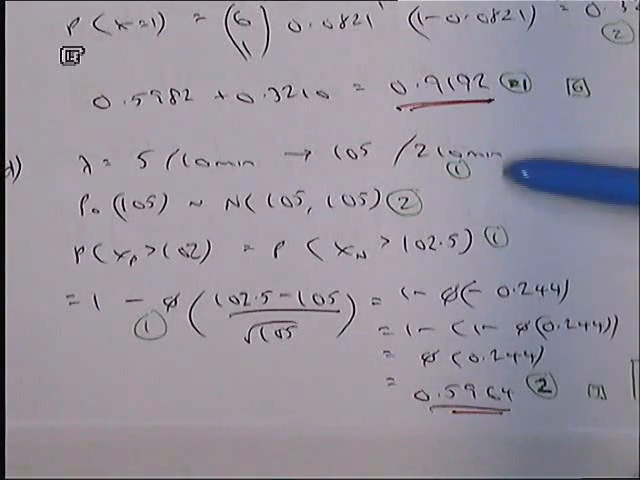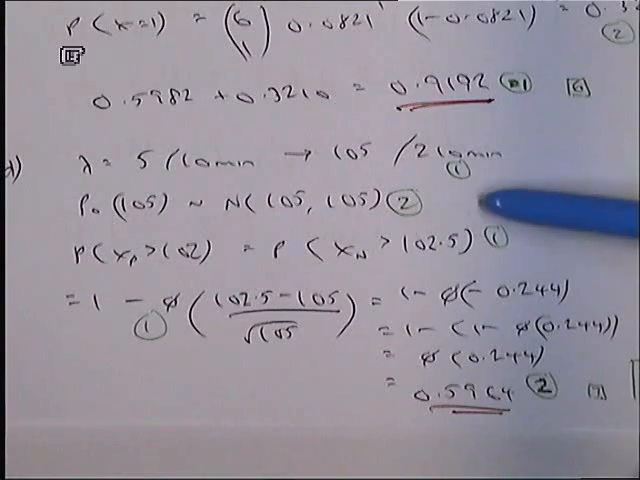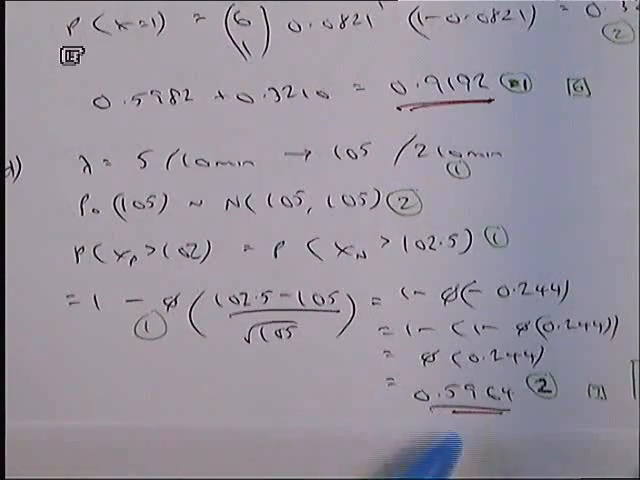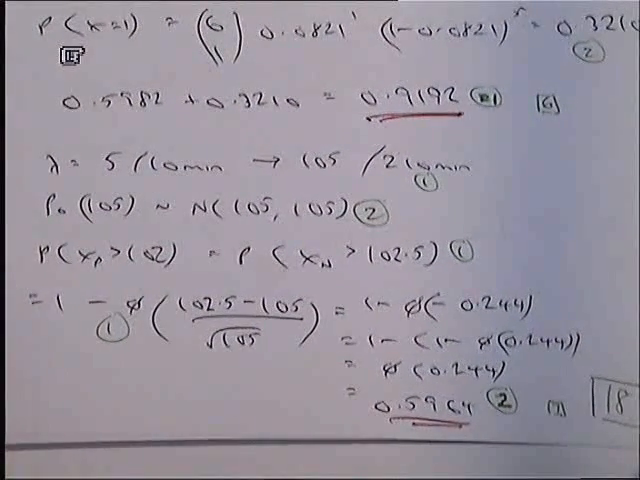1 for timesing by 21, 2 for stating the distribution, 1 for using continuity correction, 1 for getting the right sum over here, and 2 marks for getting to the right answer. 7 marks for part D, 6 for part C, 3 for part B, 2 for part A, 18 marks overall.